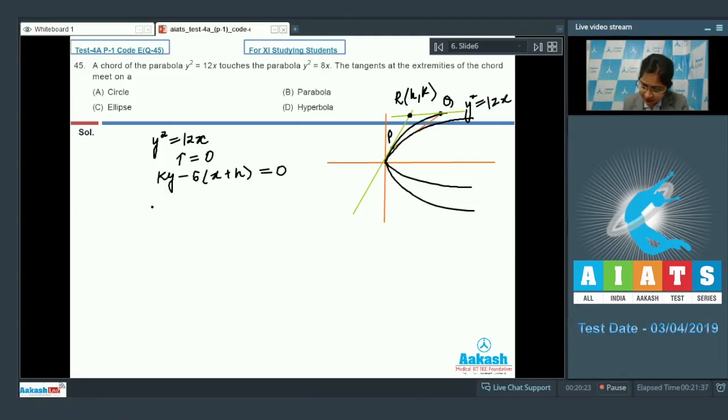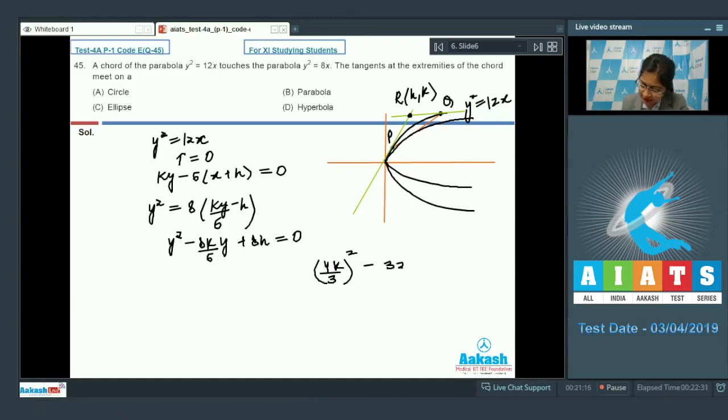So let us substitute there y square equal to 8 into x, putting x equal to ky upon 6 minus h. Now as it is touching, its discriminant will be equal to 0. Now the equation is y square minus 8k upon 6 into y plus 8h equal to 0. So its discriminant will be equal to 0. That is, we will get (4 by 3 k) whole square minus 32h equal to 0. That is k square upon 9 minus 2h equal to 0, that is k square is equal to 18h. Now putting x and y instead of h and k, we get the locus as y square equal to 18x, that is, it is a parabola. So the correct answer is option number B.